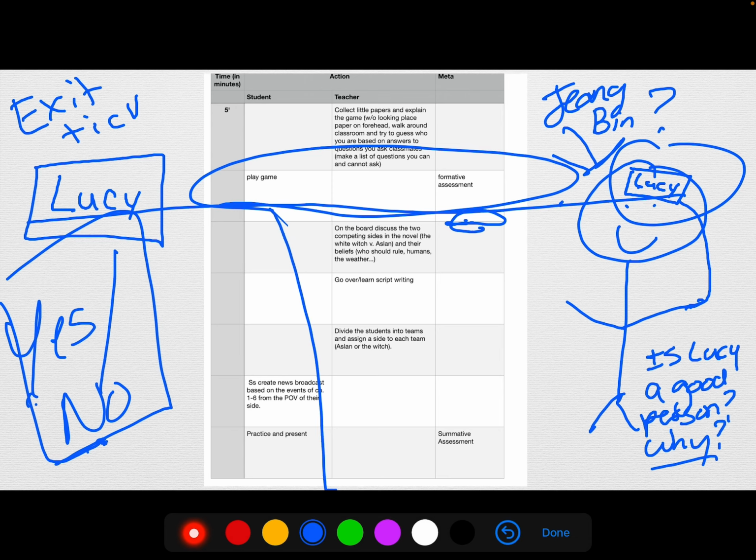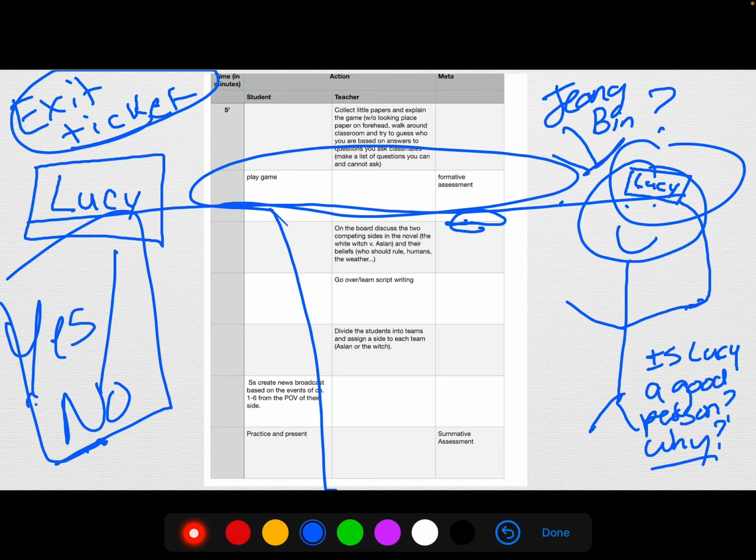So exit tickets or something similar is just one of the strategies that I have for how to make up the difference when I've messed up my time and I want to stop because I don't want to start my next thing, but I have a few minutes of class left.